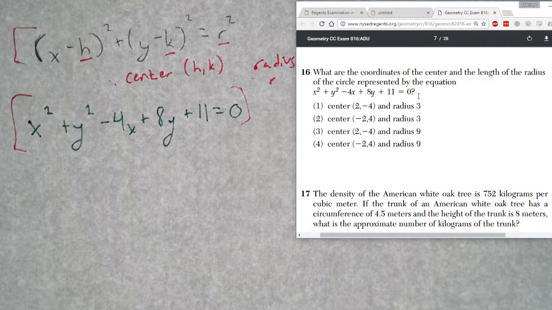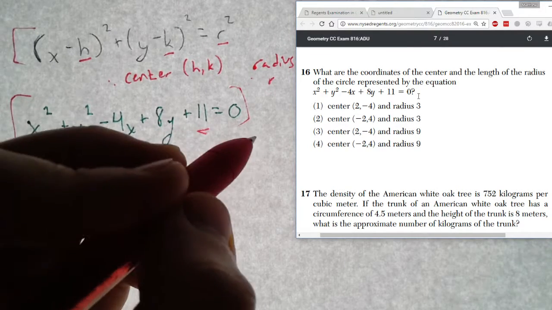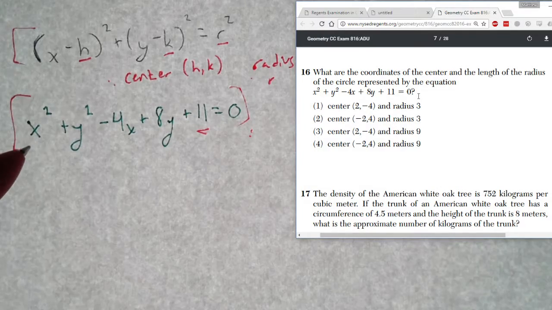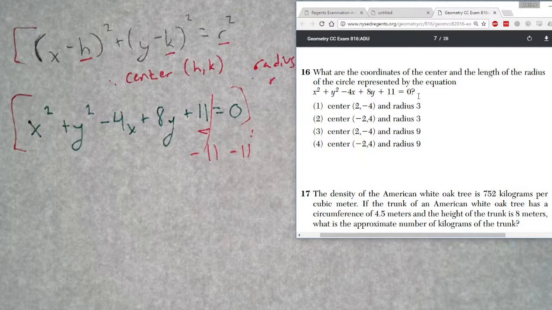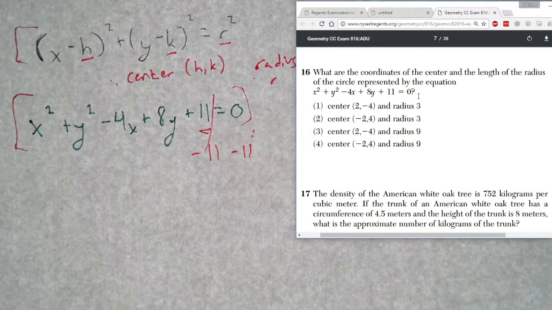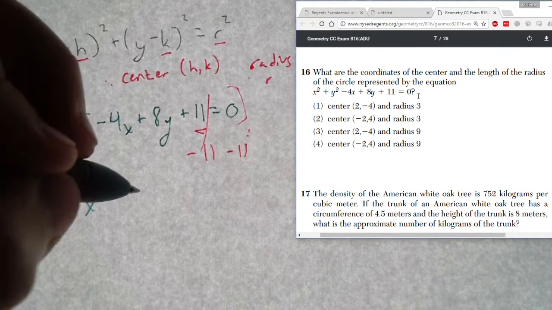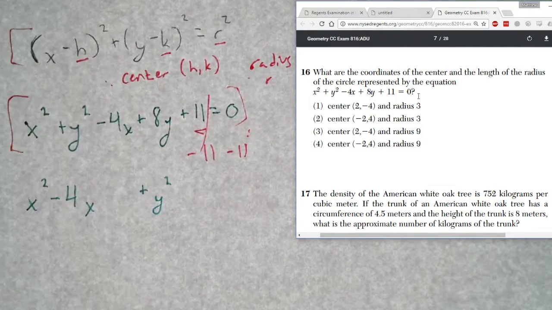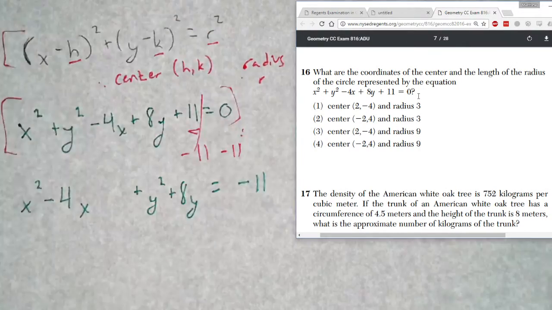So, to do that, first I'm going to get all of my constants, which I have right over here, onto one side of the equal sign. And I'm also going to get my x's next to each other, my y's next to each other. So I'll start by taking away 11 from both sides. And I'm not doing anything else to these x's and y's except for moving them next to each other. So this is going to become x squared minus 4x plus y squared plus 8y is equal to minus 11.